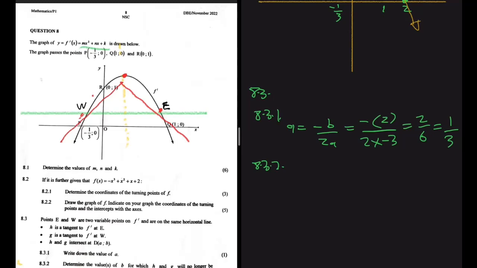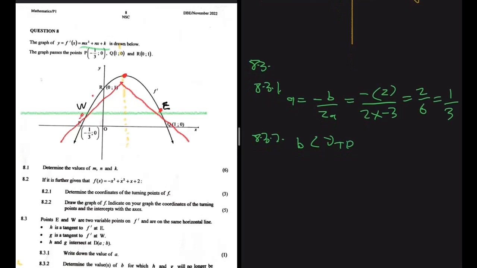So basically we're just calculating the y value of the turning point, right? And then say that when b is less than the y value of the TP, then those two lines are no longer tangents. So let's go ahead and calculate the y value of the turning point.